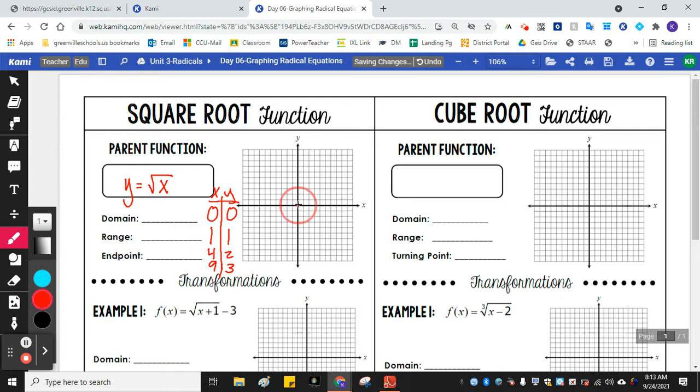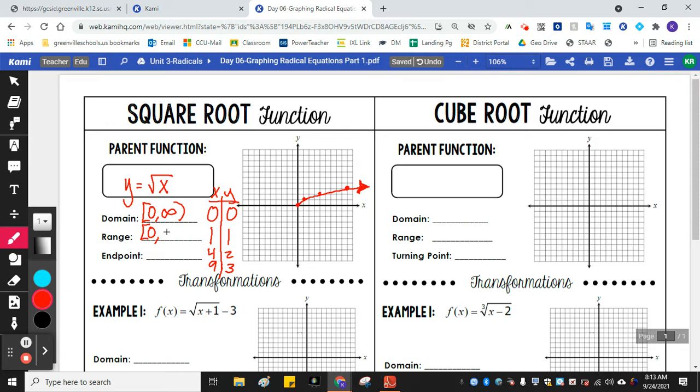So 0, 0, 1, 1, 4, 2, 9, 3. I think it's a 10 by 10 graph. That helps you. And then it goes on forever on the right, but not on the left. Because we can do 16, 25, but we can't do negative numbers because, again, those are imaginaries. So the first x you can use is 0, and then you can go on from there. That makes the first y also 0, and it goes up from there.